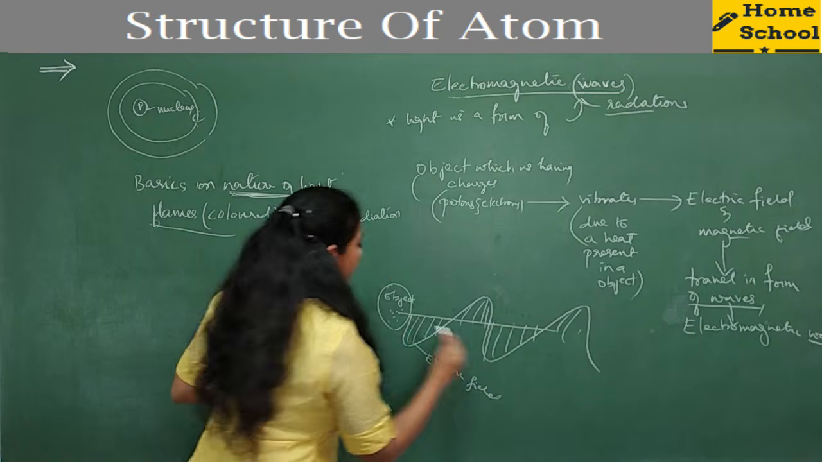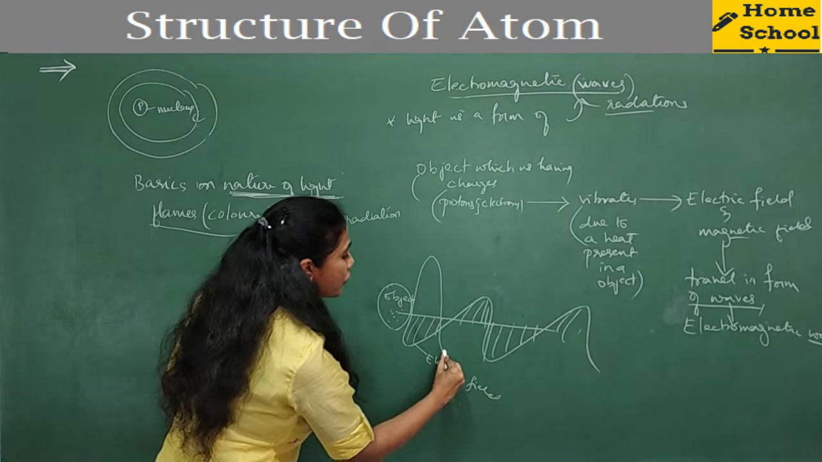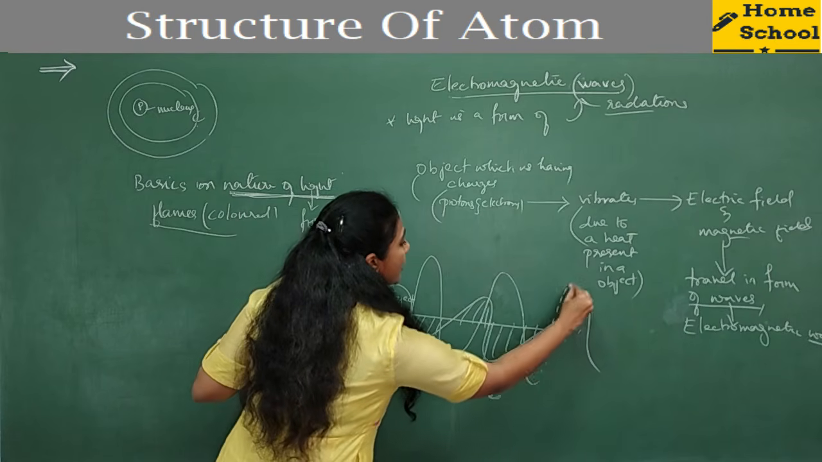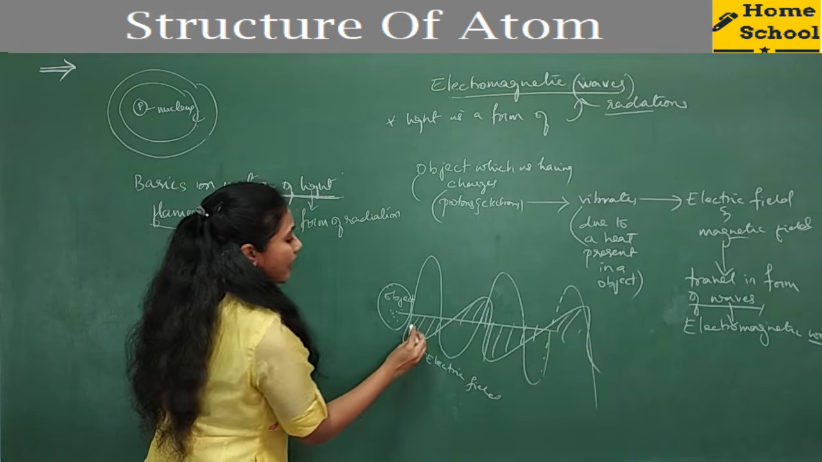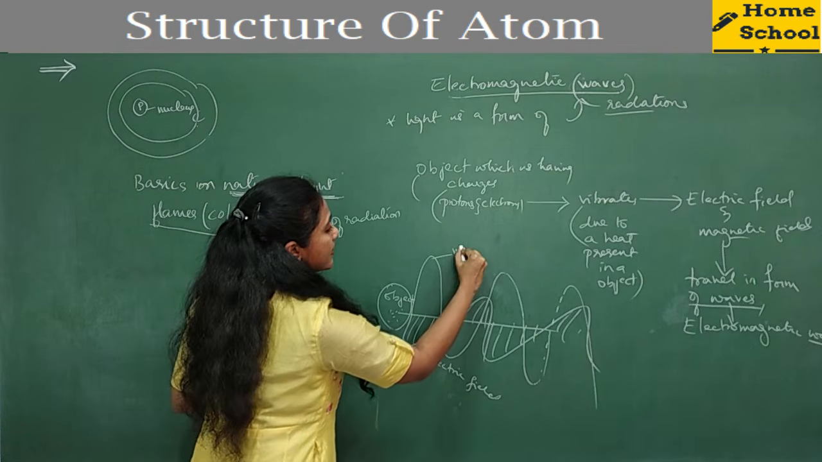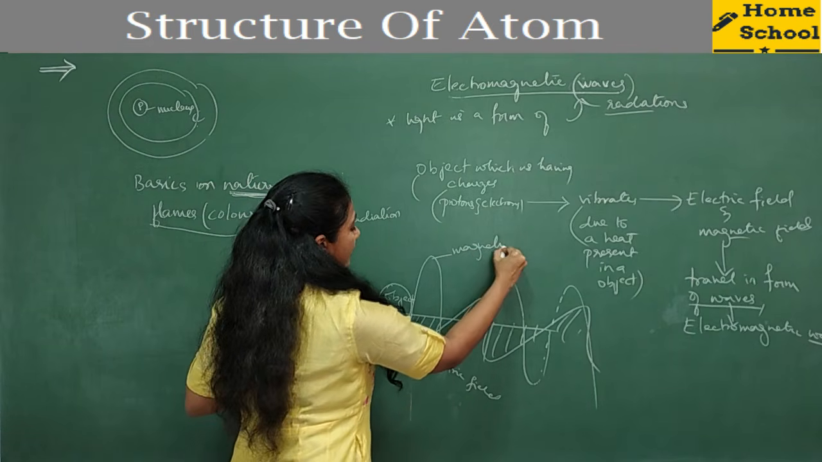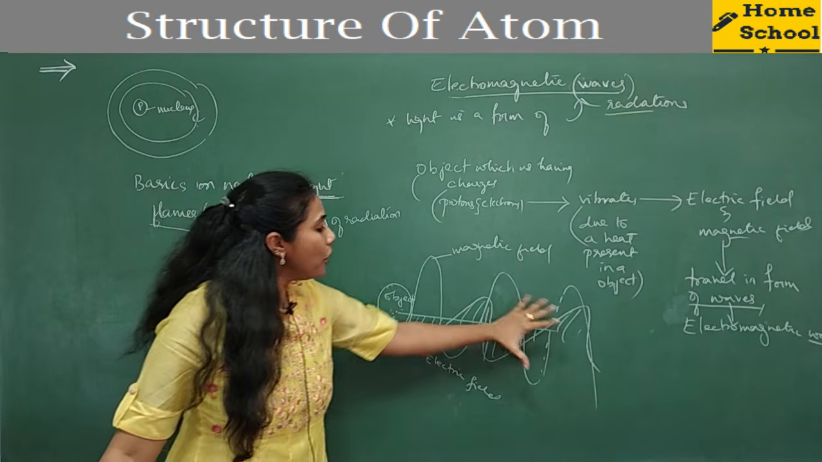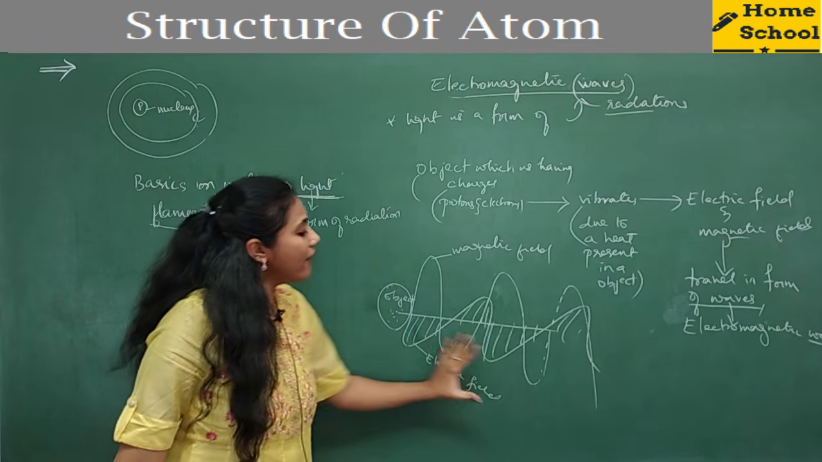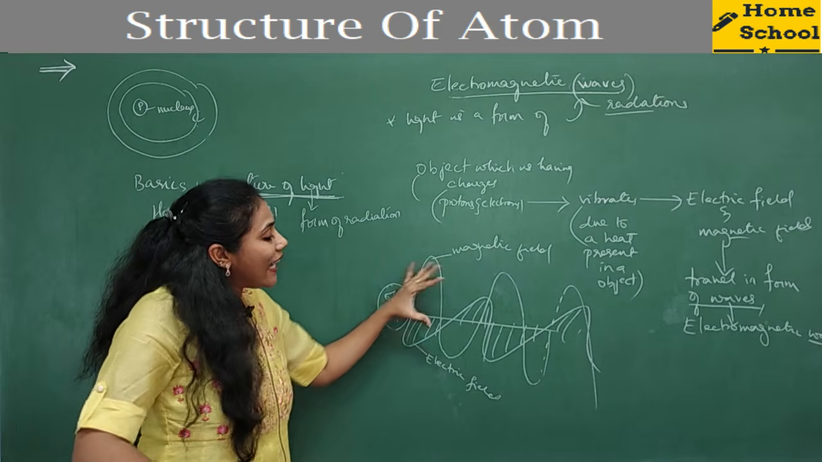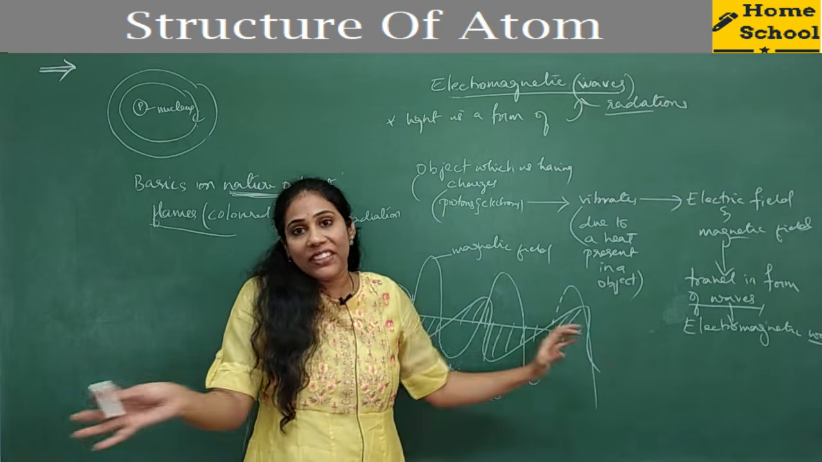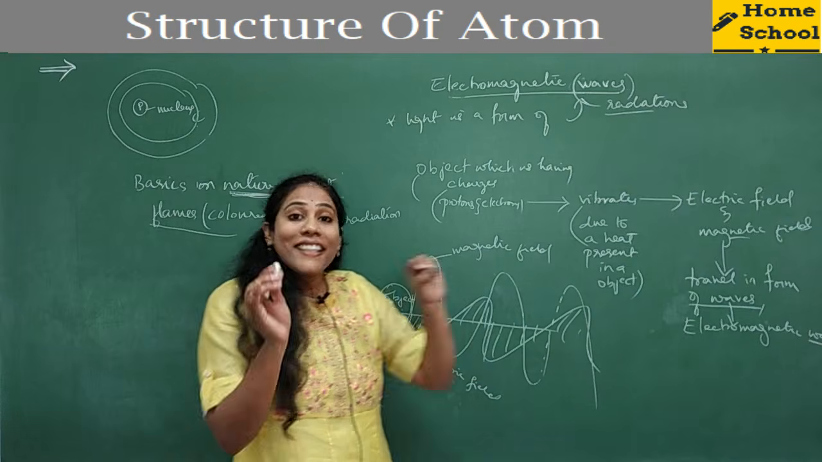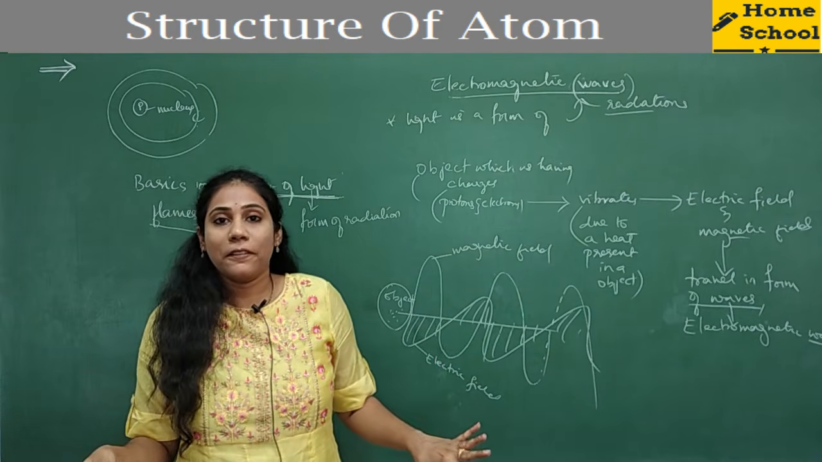Yeah, and now the magnetic field is also traveling in the form of a wave, but it is perpendicular to the direction of the electric field. Okay, so this is our magnetic field. Magnetic field travels in the form of a wave, electric field also travels in the form of a wave, but the direction of their traveling, the direction of their propagation, is perpendicular to each other.